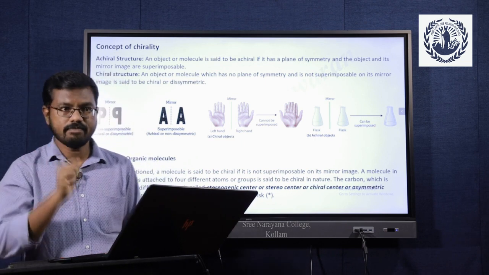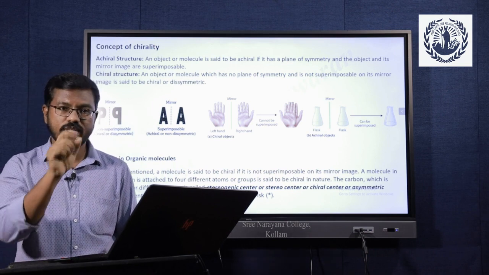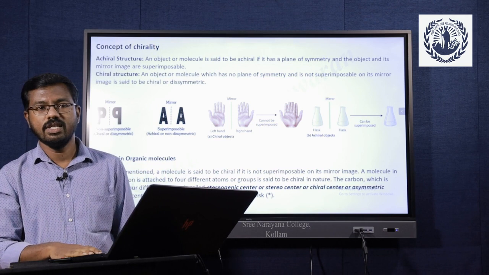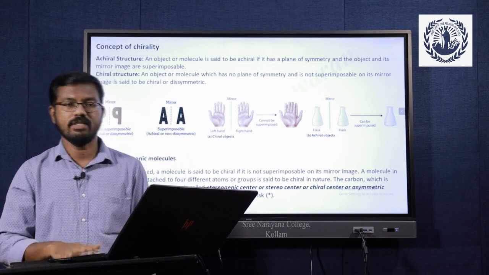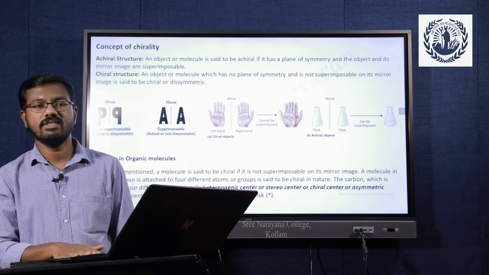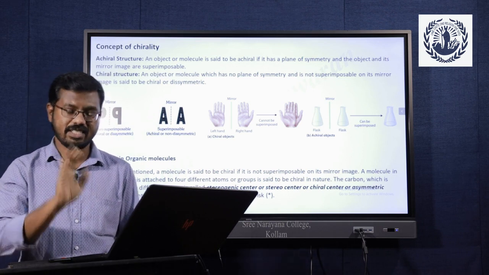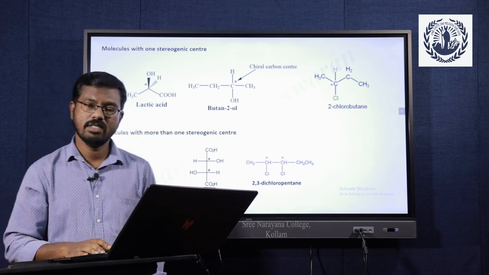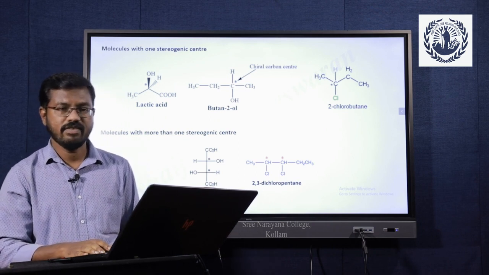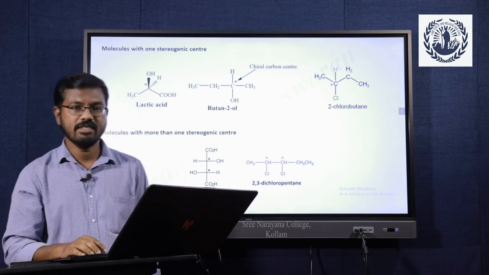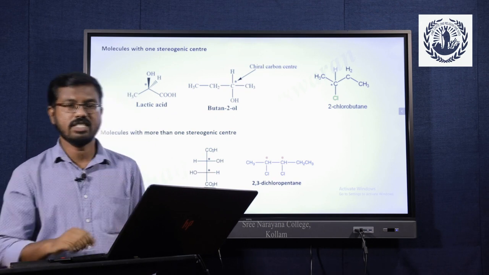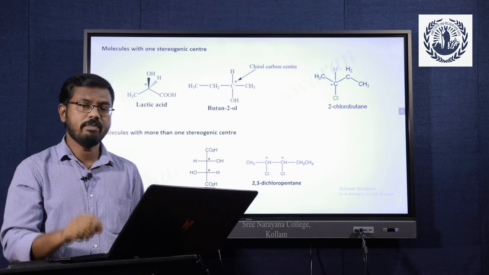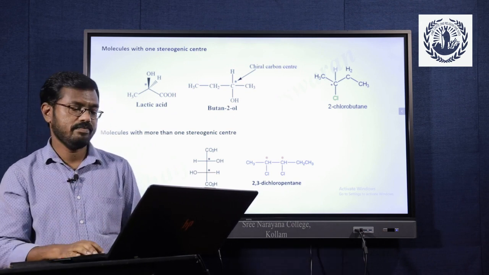If the carbon atom is attached to 4 different groups, then that particular carbon is known as a chiral carbon or stereogenic carbon or stereogenic center. So, here I have shown some examples of molecules with one stereogenic center and more than one stereogenic center. The stereogenic center is denoted by an asterisk, you can see here.